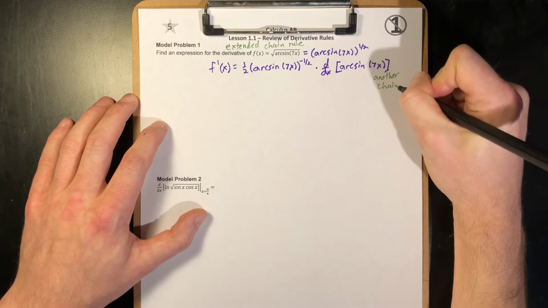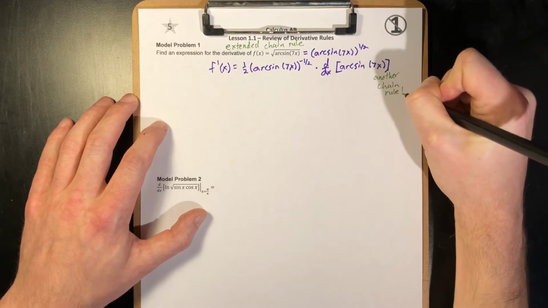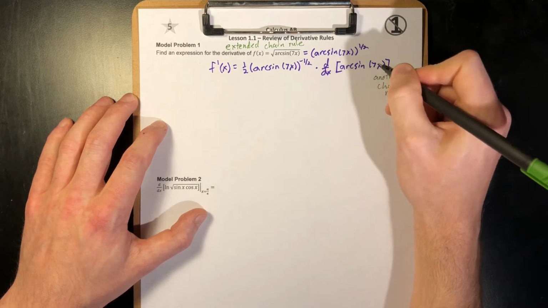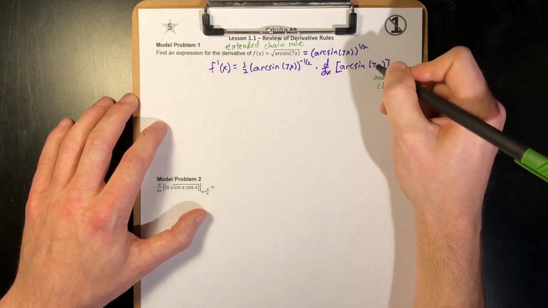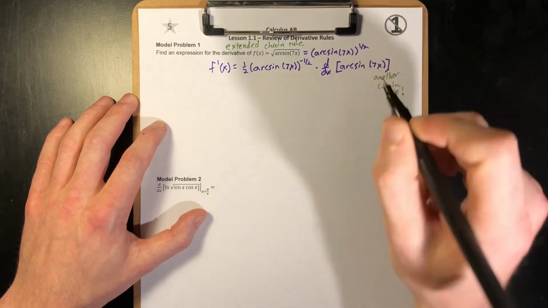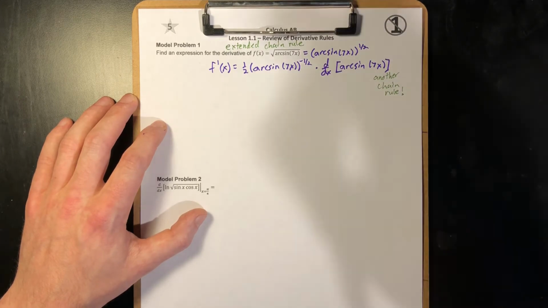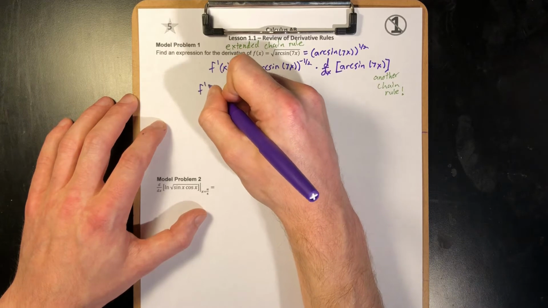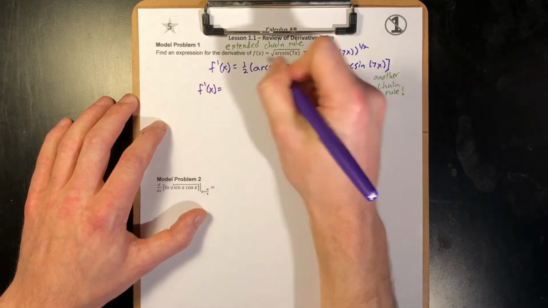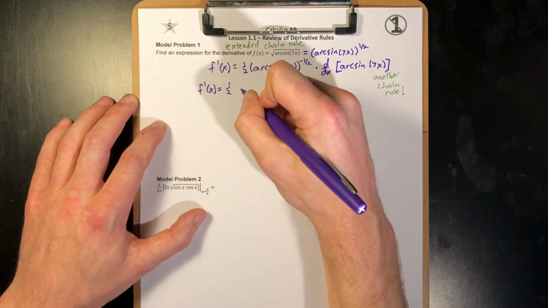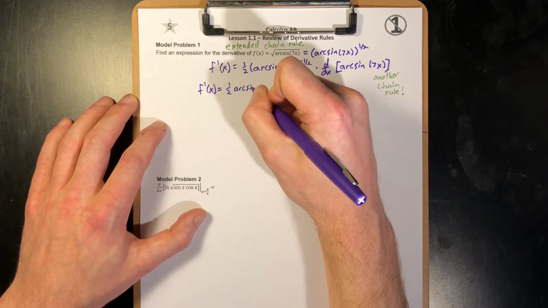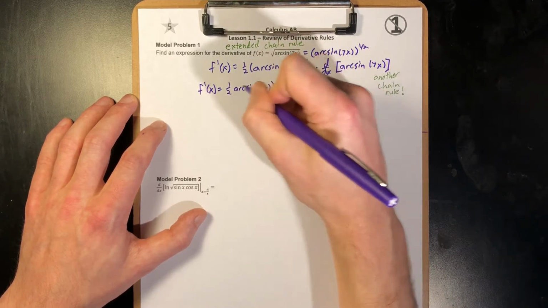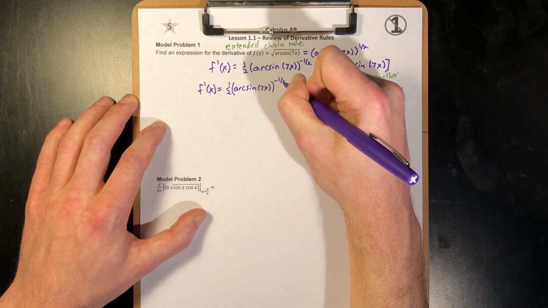And I know that's going to be another chain rule because if I read that, I'm taking the derivative of arcsine of 7x. It's a function inside of another function. I always need to do a chain rule if I have that situation. So let's keep going. f prime of x is equal to, I'm going to copy down the start, 1/2 arcsine of 7x to the negative 1/2 power.